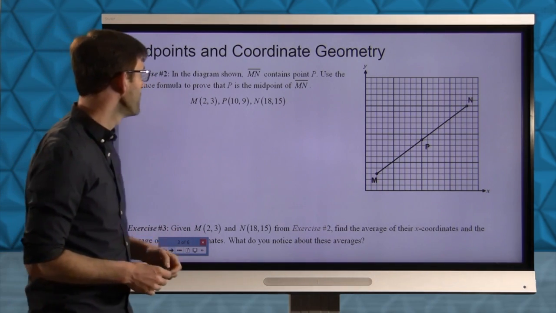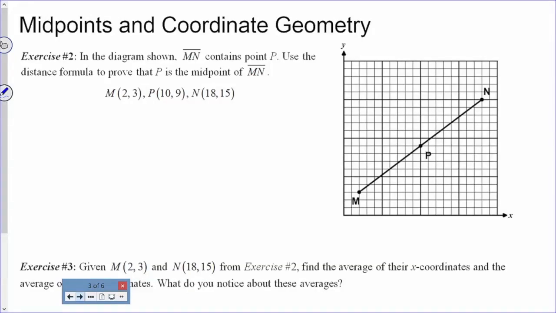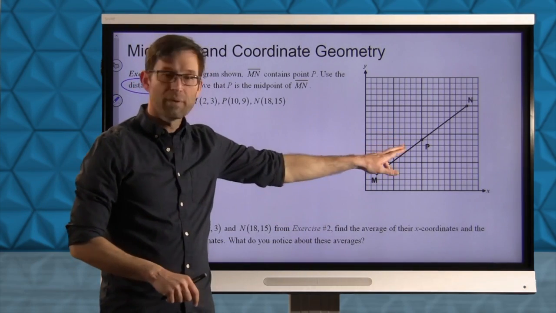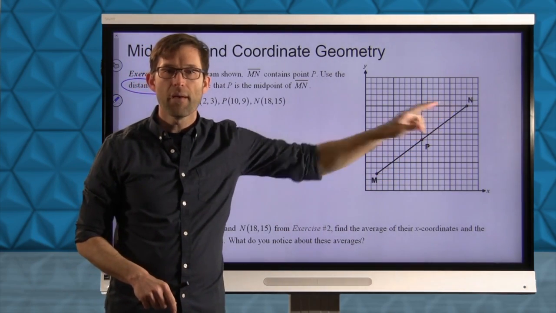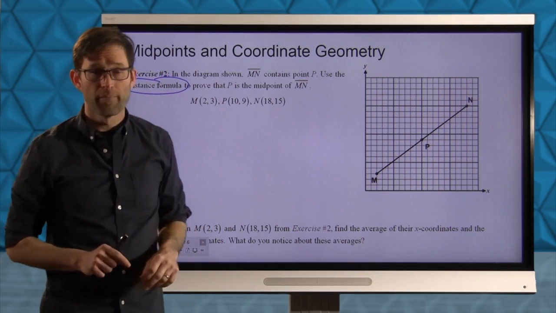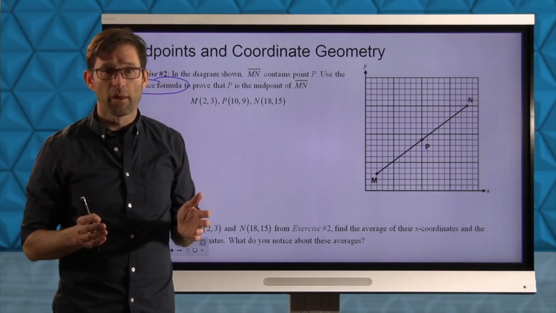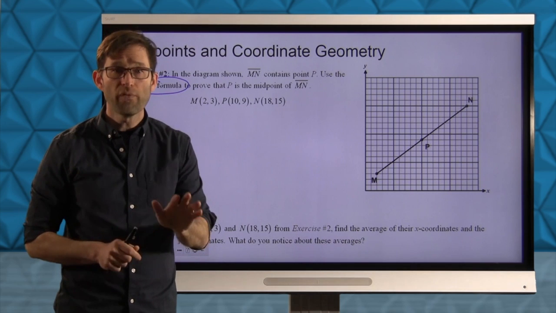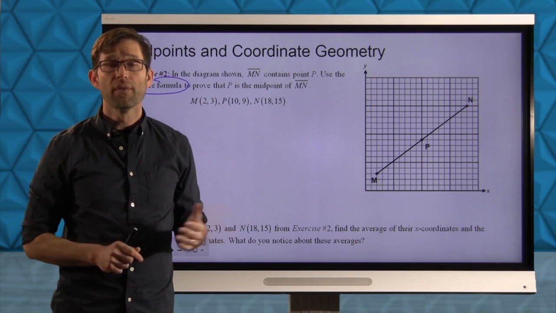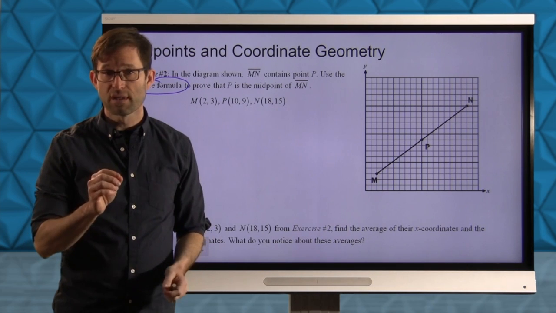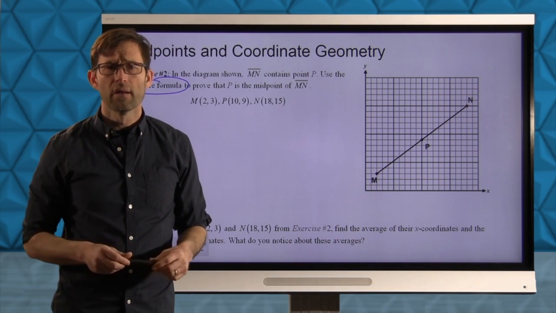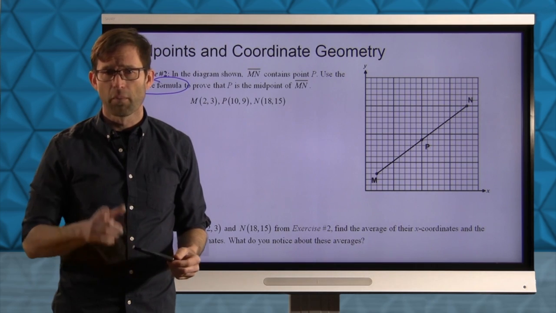Midpoints and coordinate geometry. Exercise 2. In the diagram shown, MN contains point P. Use the distance formula to prove that P is the midpoint of MN. So I want to prove that P is the midpoint of segment MN by using the distance formula. Now, we learned about the distance formula in the last lesson. Hopefully you've already learned it. If you haven't, then this one is going to be a little bit of a struggle for you, just this first exercise. You could probably get away in later exercises without knowing the distance formula, but let me write that down for you.